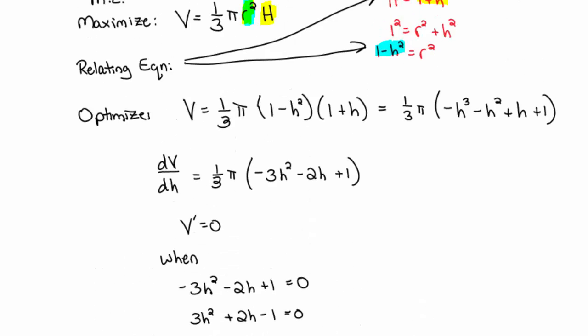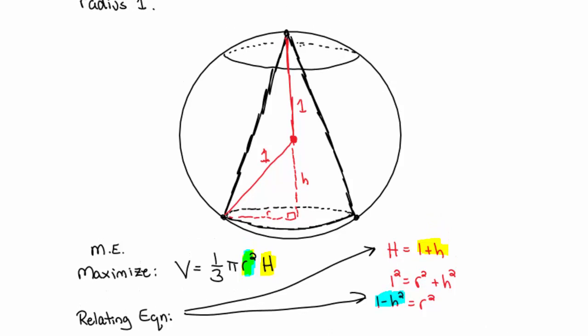Remember what h is in this picture. H is the distance from center to either how far down you've moved the bottom of the cone or how far up you've moved the bottom of the cone. So if h is a negative 1, you literally have pushed this height all the way up to the top here, and your cone is literally just a point hanging at the top of your sphere.